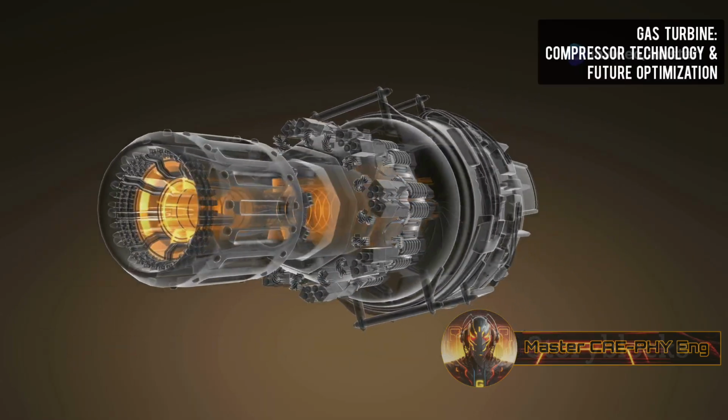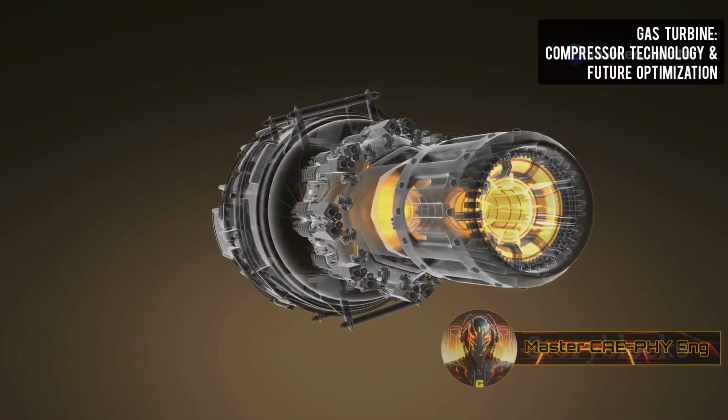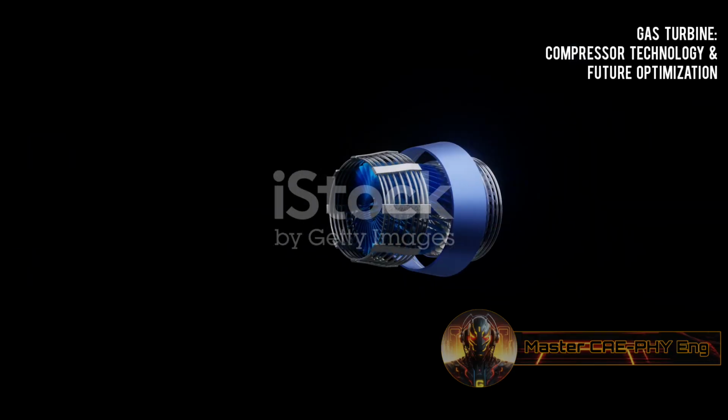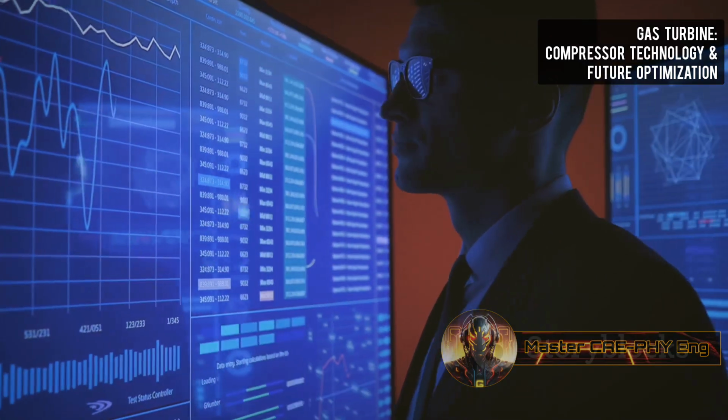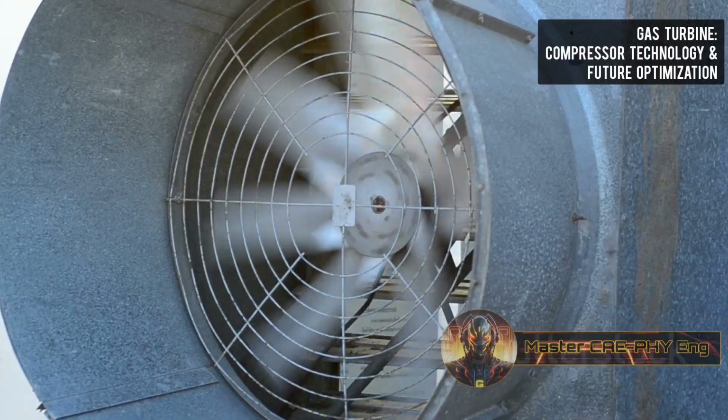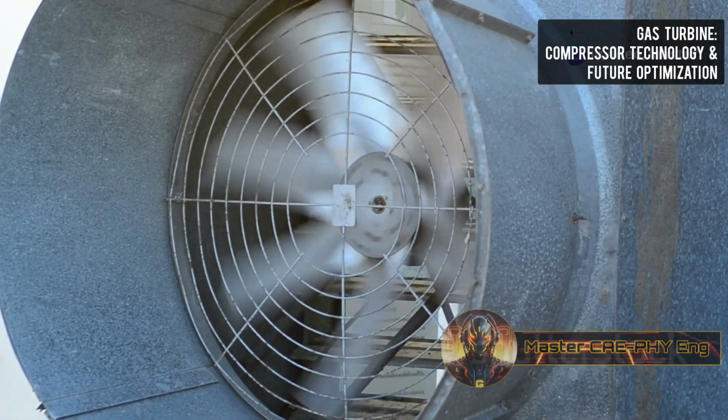Gas turbines power aircraft and generate electricity. At their core lies the axial flow compressor. Its performance dictates the efficiency and power output of the gas turbine. The compressor draws in and compresses large quantities of air.